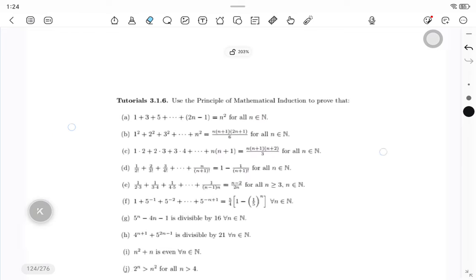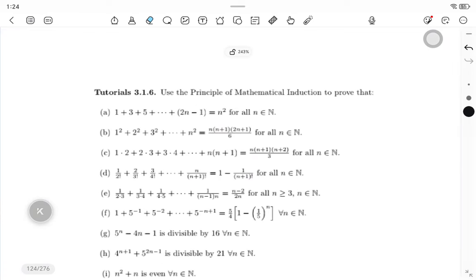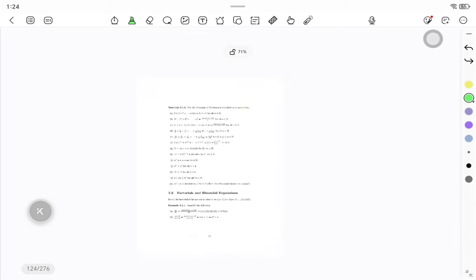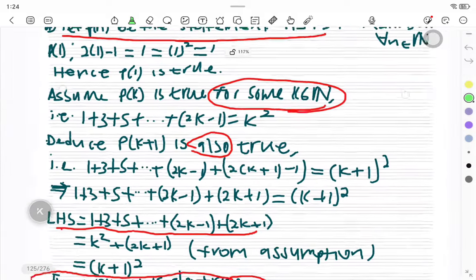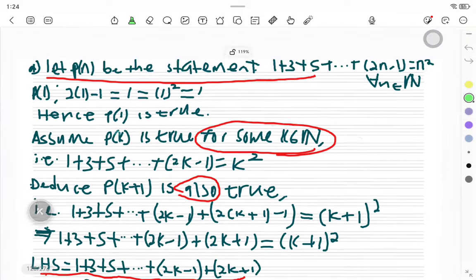Here's the first question. If we check, we're given this question first. What you're going to do first is let P of n be the statement, and then you write the statement. Or maybe you say let P of n be such that, which is still the same thing. Then you copy that into a statement.